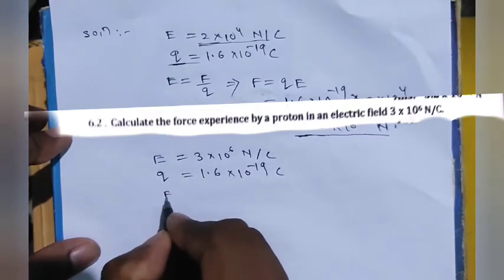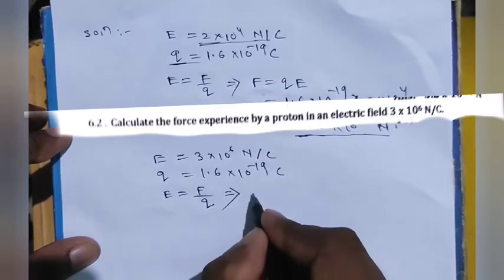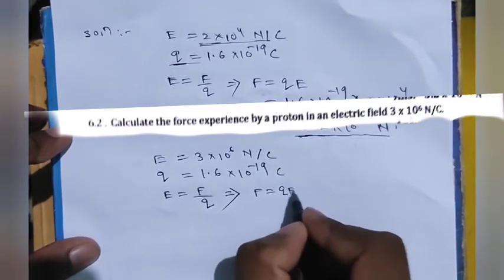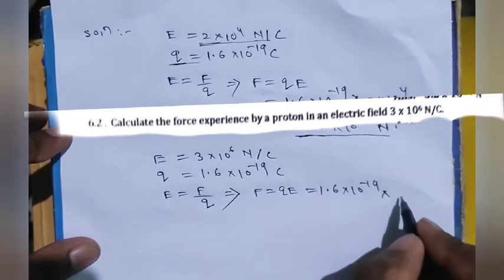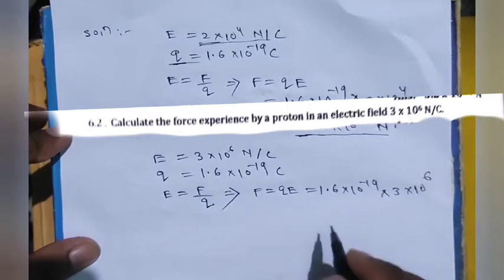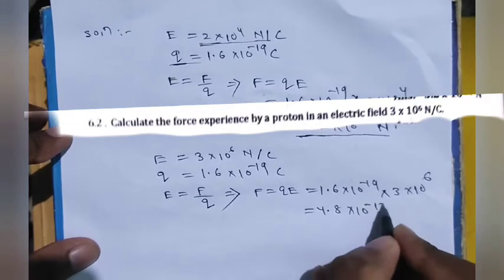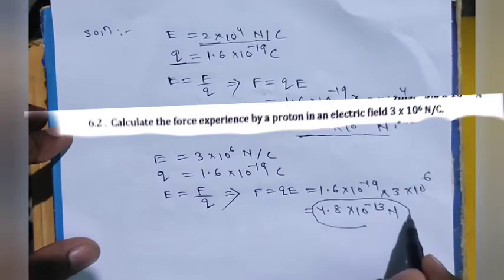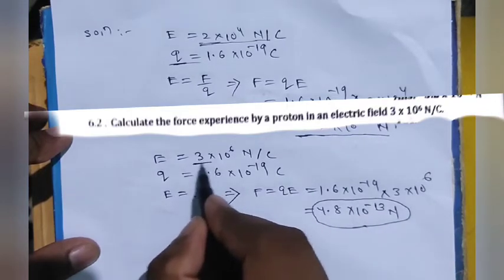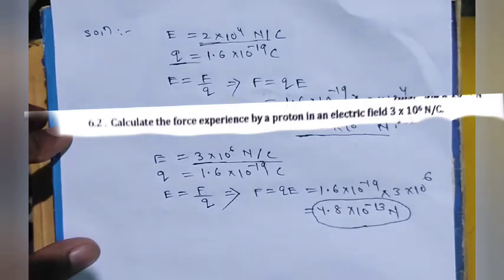So we know the formula, electric field equals force by charge. Simply F will be QE. Q is given 1.6 into 10 to the power minus 19, and E is given 3 into 10 to the power 6. So it will be simply 4.8 into 10 to the power minus 13 Newton. So the proton will experience a force 4.8 into 10 to the power minus 13 Newton when it travels in an electric field 3 into 10 to the power 6 Newton per Coulomb. So is it clear? Now I shall come to the next question.